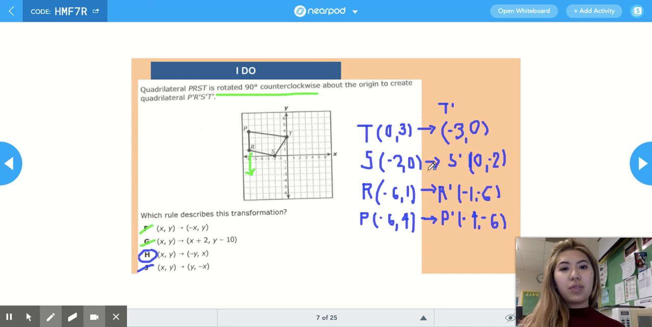So now I'm going to graph the rotated shape. So (negative 3, 0) is right here. And then (0, negative 2). Then we have (negative 1, negative 6). And then (negative 4, negative 6) right here. So I'm going to draw lines to connect the shape. And as you can see, quadrilateral PRST, when it's rotated by 90 degrees, looks like this.